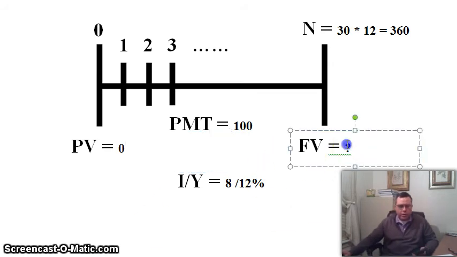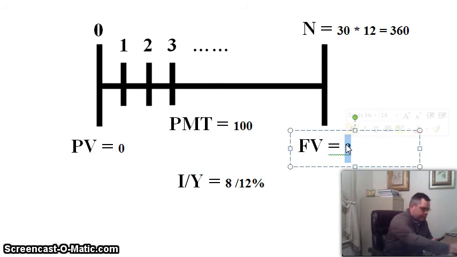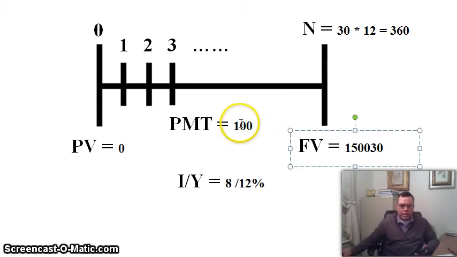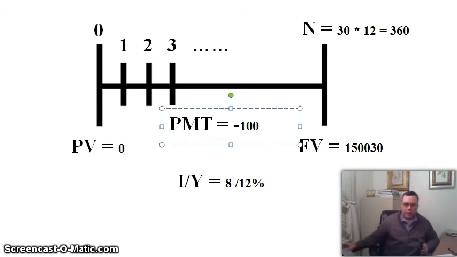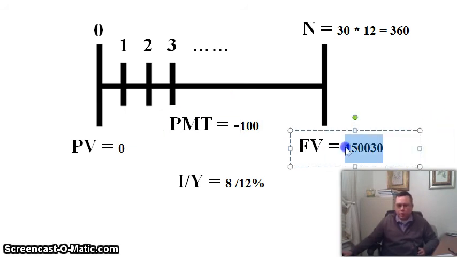All right, so when I plug all those in, I get 150,030. Technically, this 100 probably should have been negative because you're going to pay that, and then you'd receive a cash inflow at the end when you withdraw all your money. So you can think of it as, again, different ways to think of it.